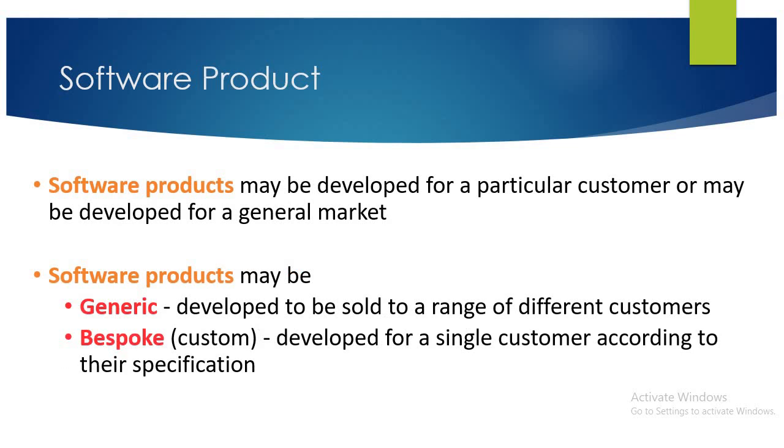And software products. Software products may be developed for a particular customer or may be developed for the general market. Software products may be generic or custom. Generic means the product developed for general users, so more people use this particular software. It is developed to be sold to a range of different types of customers. And the custom software is also called bespoke, developed for a single customer according to specific specifications. Particular users want a customized software that can be used for a specific purpose.